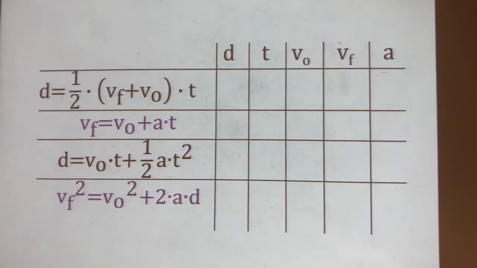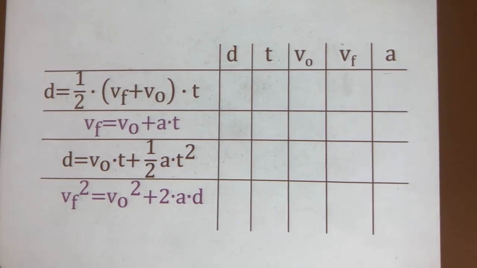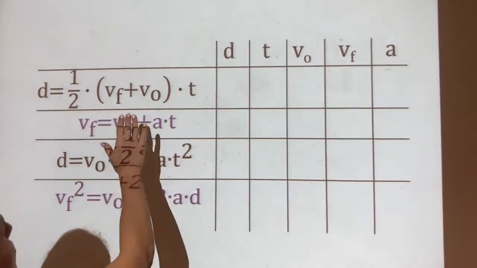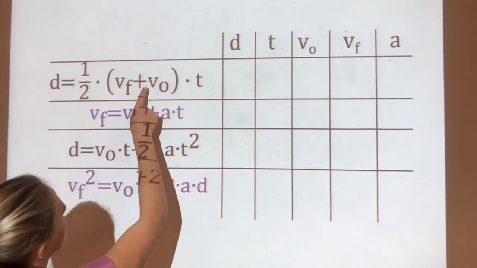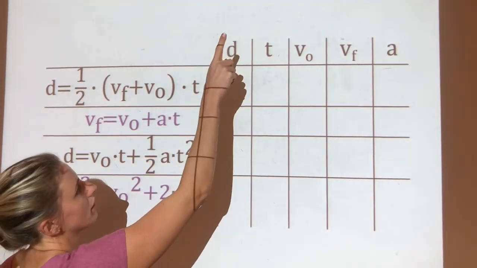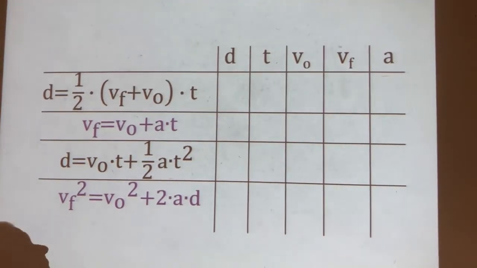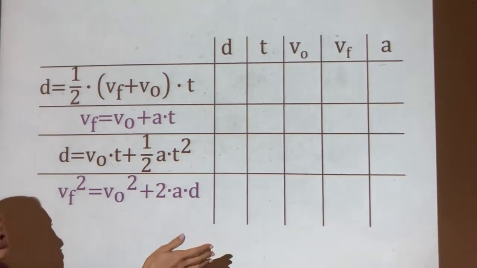Please write this down in your notebook. Okay, so here is what I want you to do. For every single variable that you have in this equation right here, you're going to put a check mark. If the variable is missing, put an X. I'll do the first one with you.